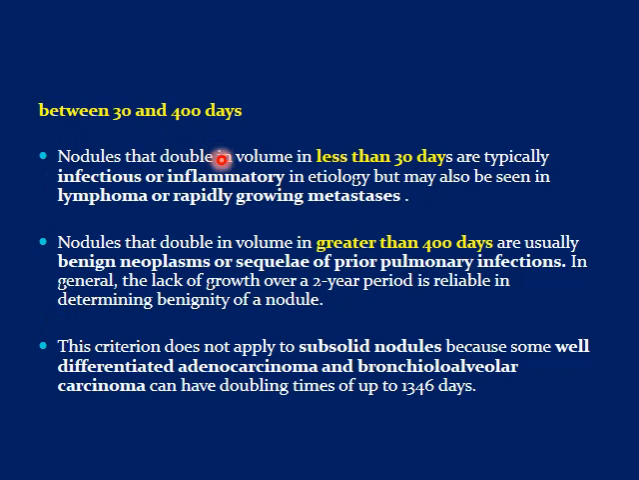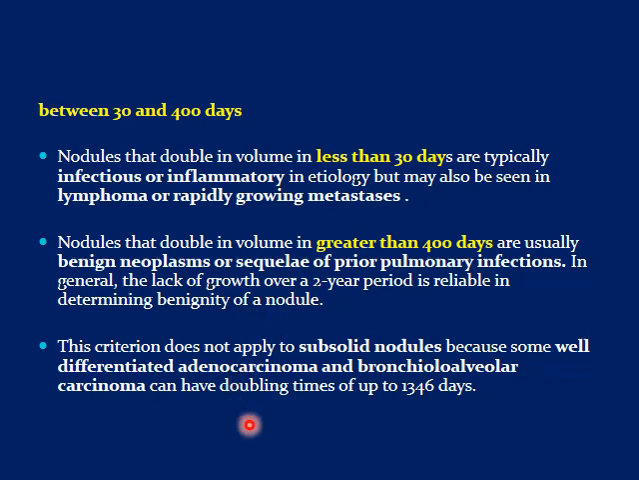Nodules that double in volume in less than 30 days are typically infectious or inflammatory, but in a minority there are some aggressive lymphomas or rapidly growing metastases that can double their size in 30 days. Nodules that double in volume in greater than 400 days are usually benign neoplasm or sequelae of previous pulmonary infection. In general, the lack of growth over 2 years period is reliable in determining the benignity of a nodule.